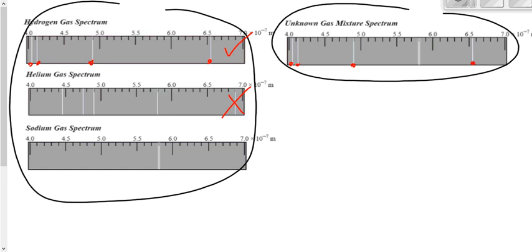What about sodium? There's 2 lines in sodium. Are they both present in the unknown gas? Sure enough, they are. So what do we know about the composition of the unknown gas? It's hydrogen and sodium. So this light's coming off of this newly discovered star, goes through a spectrometer. You compare it against known spectra, and you decide, oh, must be hydrogen and sodium makes up this star.